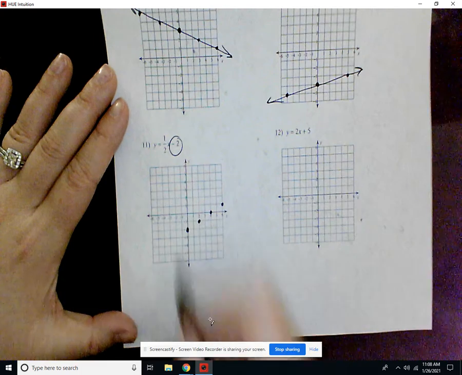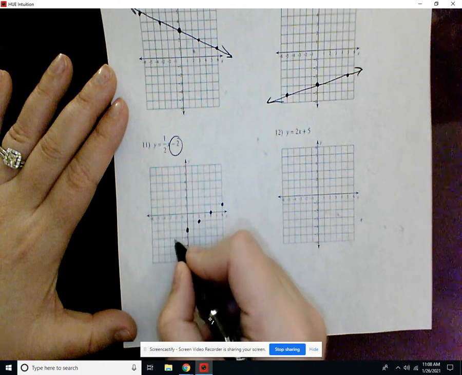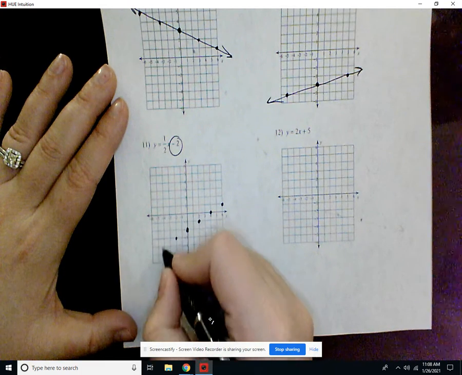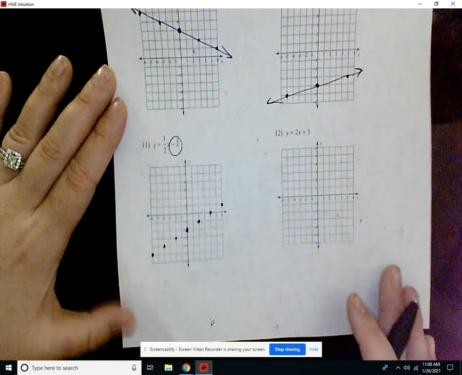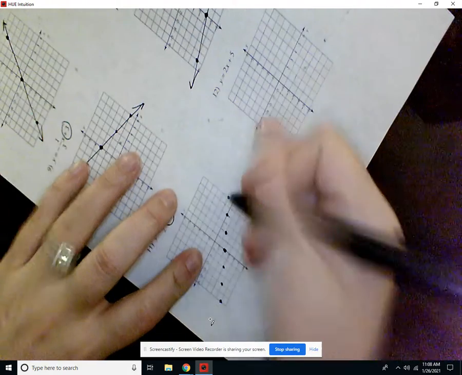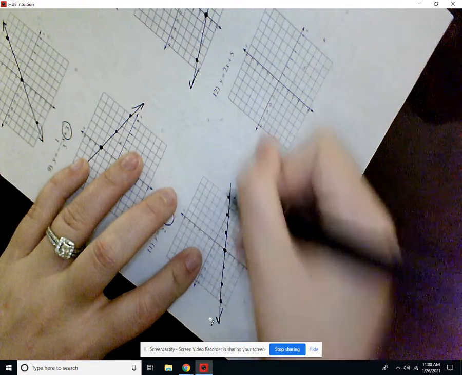Now we're going to do the opposite. So go down 1 to the left 2. Down 1 to the left 2. Down 1 to the left 2. And then as we finish, we'll connect our dots and put our arrows on the line.